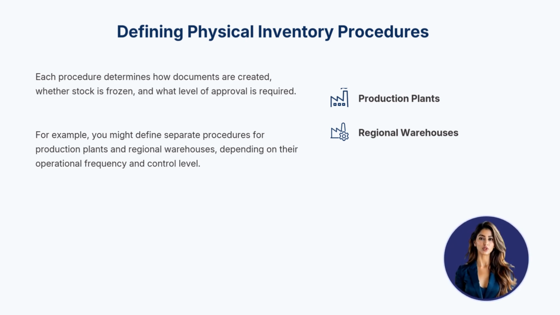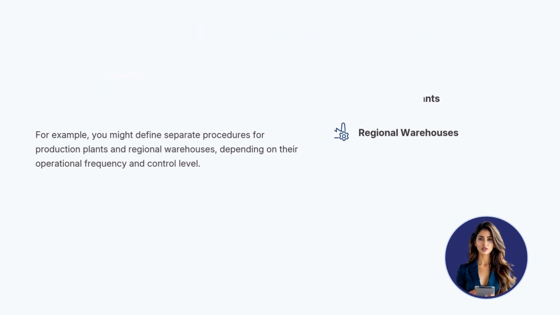Defining physical inventory procedures. Each inventory procedure determines approval levels, counting methods, and locking behavior. For example, production plants might require managerial approval before posting, while regional warehouses may operate with auto-post settings. These configurations maintain operational discipline across business units.